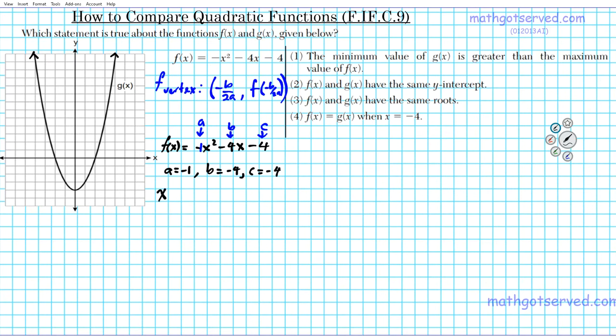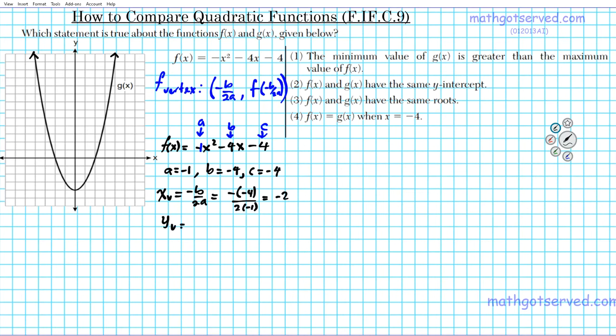Let's start with the x coordinate of the vertex, which is negative b over 2a. So we just substitute. We get negative negative 4 over 2 times negative 1. We're going to simplify this. We get positive 4 over negative 2, which is just negative 2.